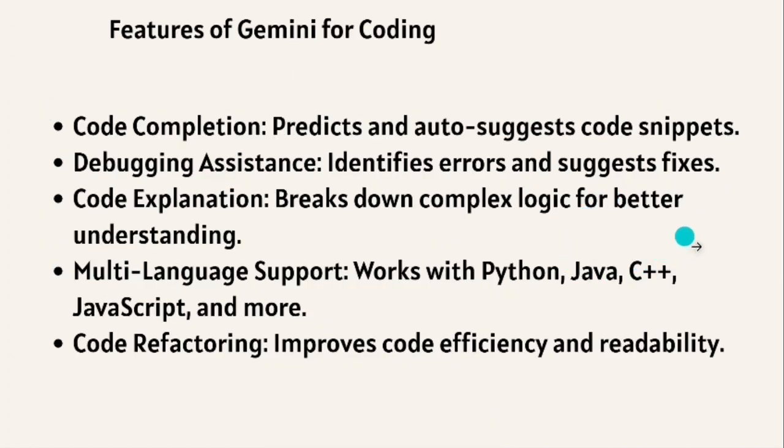Features of Gemini coding. Code completion suggests and autocompletes code snippets in real time. Debugging assistant identifies errors in code and suggests fixes. Code explanation helps understand code complexity by breaking it down. Multi-language support works with languages like Python, Java, C++, and JavaScript. Code refactoring optimizes code for better reliability and performance.